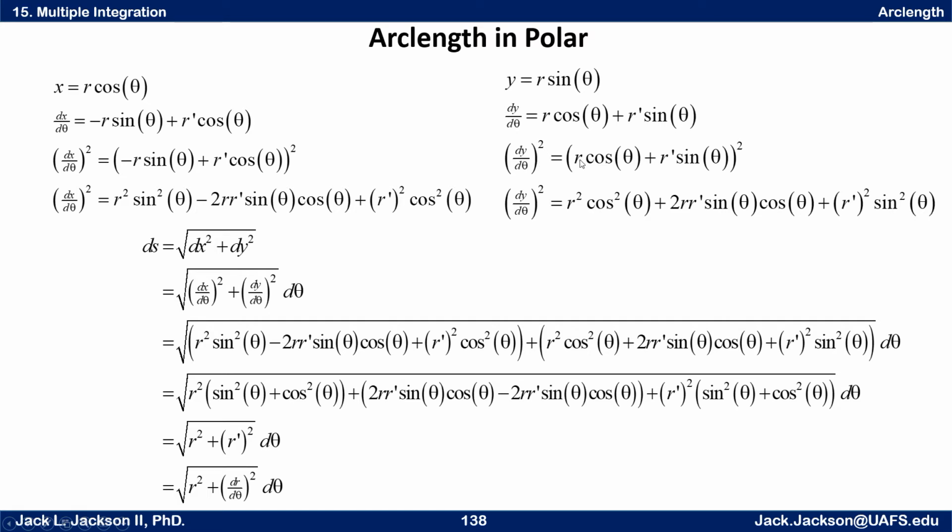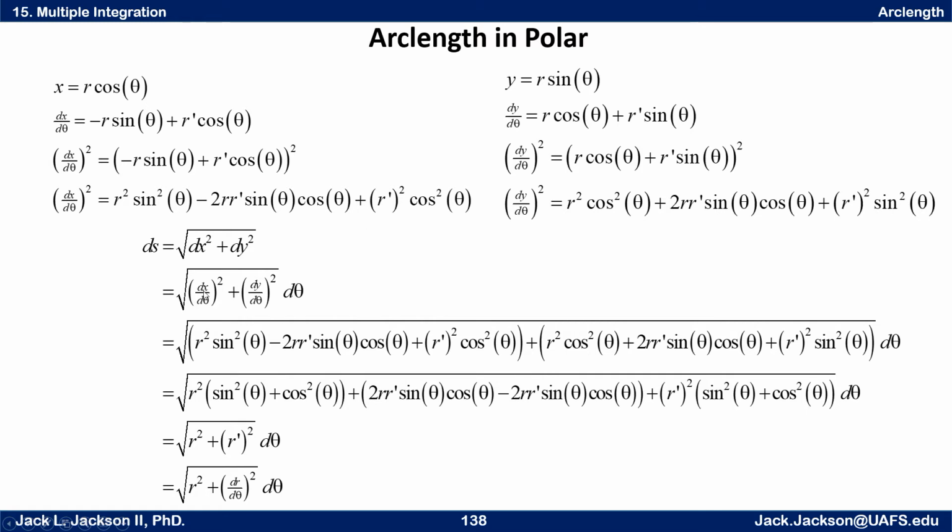All right, so once again, we've got to square this out. Square the first term, that's r squared cosine squared theta. Square the last, that's r prime squared times sine squared theta. And for the middle term, we multiply these and double it, so that's 2r times r prime times sine of theta times cosine of theta.